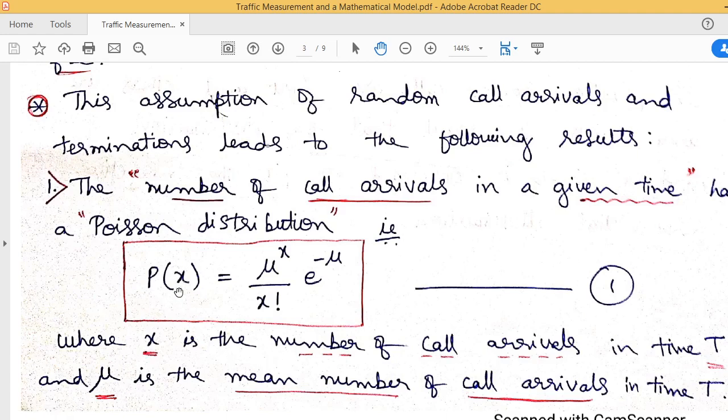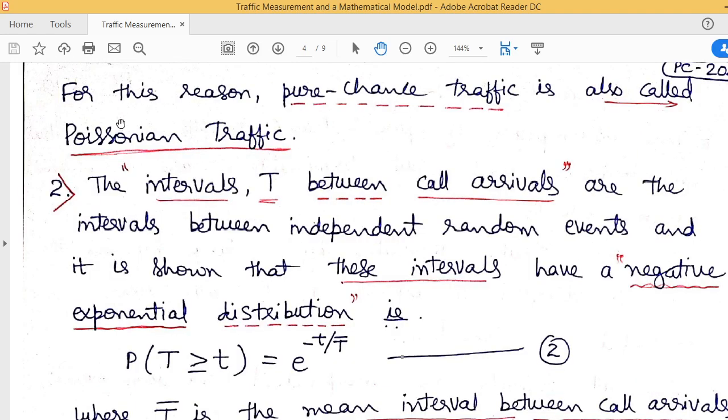Generally, x is the number of calls that are in progress and mu is the mean number of calls arriving in time t. Of course, x is the number of call arrivals within that particular time duration t. For this reason, pure chance traffic is also called Poissonian traffic. Since pure chance traffic satisfies the Poisson distribution, sometimes we call it Poisson traffic.